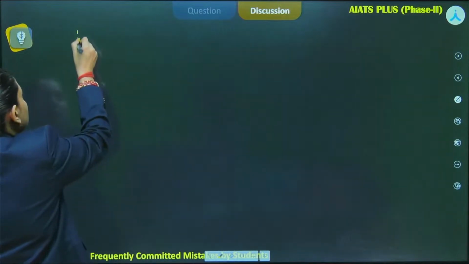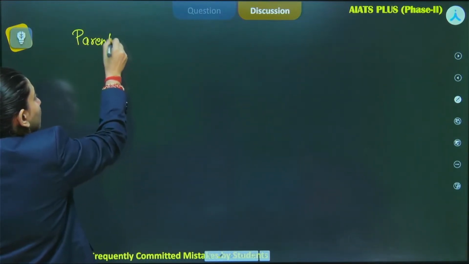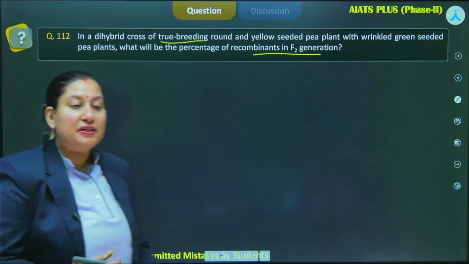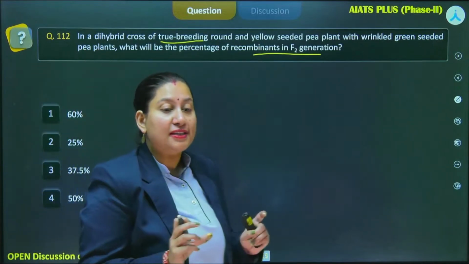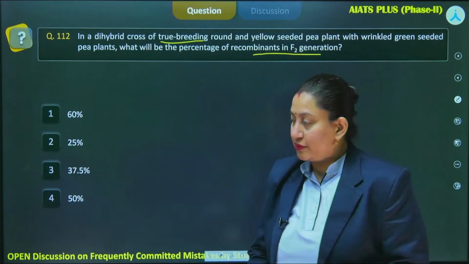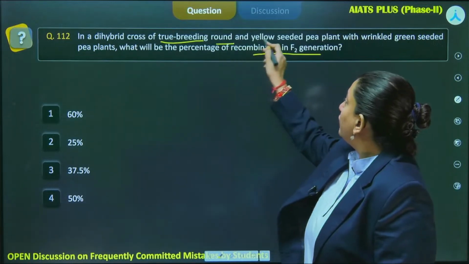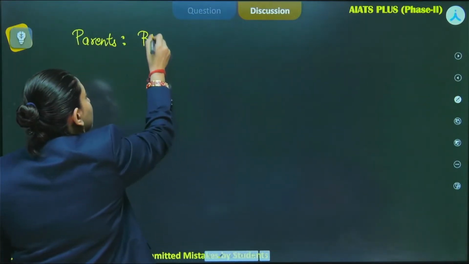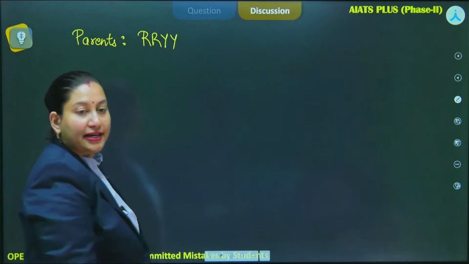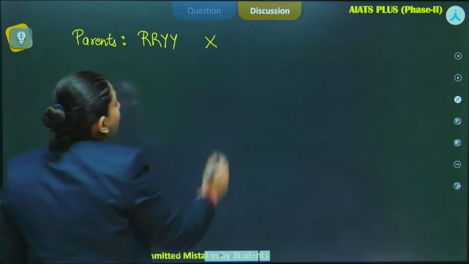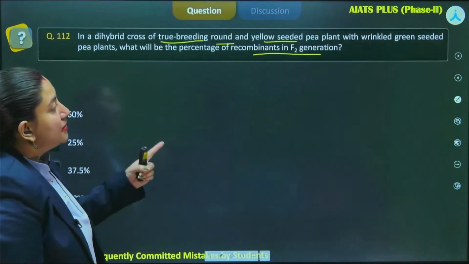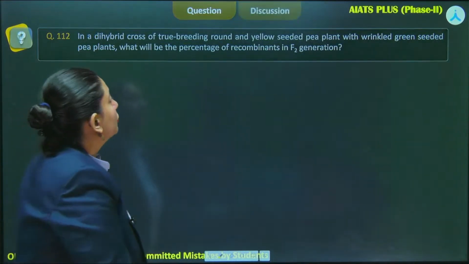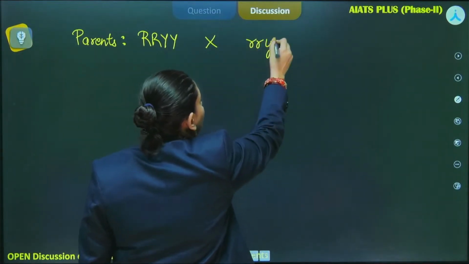So when we talk about this particular cross, we know that the parents are clearly depicted as true breeding. That means they are pure lines. That means they are going to be homozygous for this particular trait or character. So they are true breeding for round and yellow color seed, so the genotype that they are going to exhibit would be capital R, capital R, capital Y, capital Y, homozygous for both the traits. And on the contrary, the other parent is going to show the recessive phenotype, again true breeding. So this is going to be small r, small r, small y, small y.